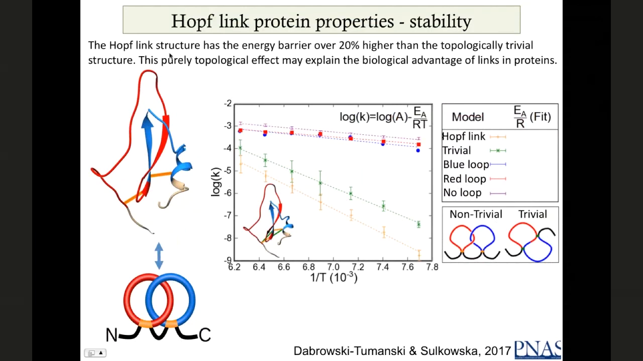So then you can see that the Hopf link structure has an energy barrier over 20% higher than the trivial topology. And I think this shows that this pure topological effect may explain the biological advantage of links in proteins. So just non-trivial topology provides a higher energy barrier to unfold this protein.